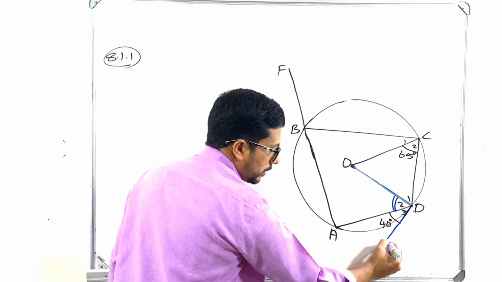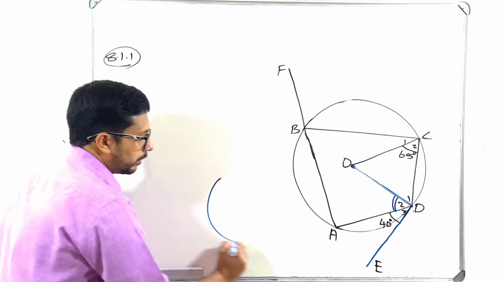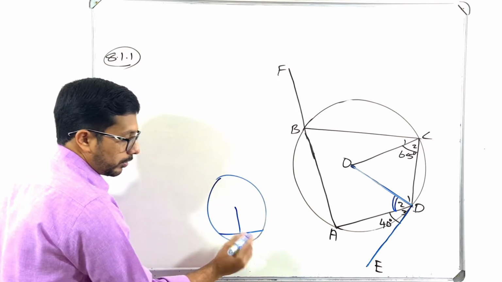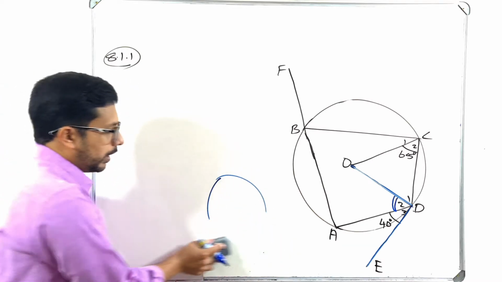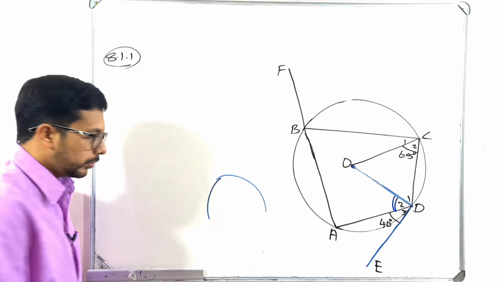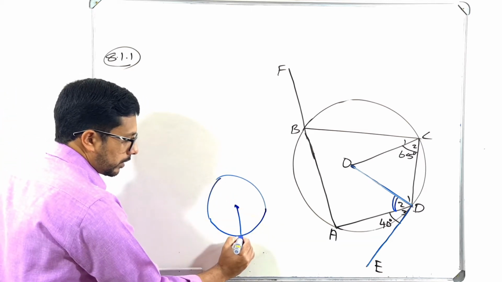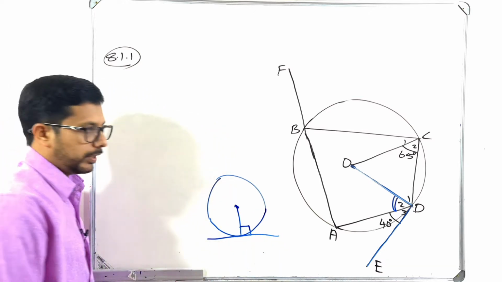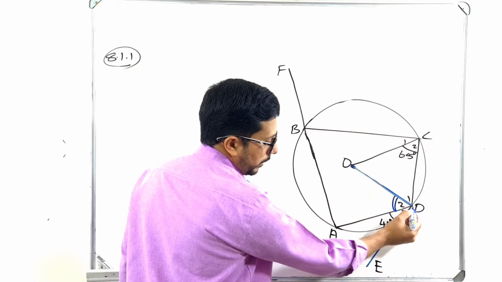This line ED is the tangent. Am I right? So, you studied a theorem like this. Radius is perpendicular, not a chord, sorry. You studied a theorem: radius is perpendicular to tangent. Am I right? Okay, if this one is a radius and this is the tangent, then this angle is 90 degrees. So here you can see that this is the radius and this one is a tangent.